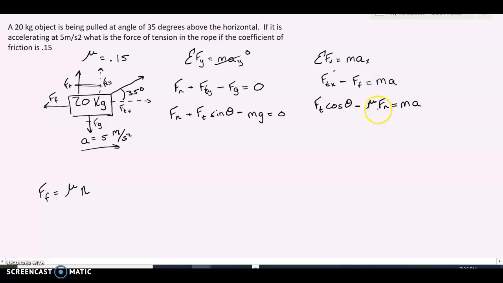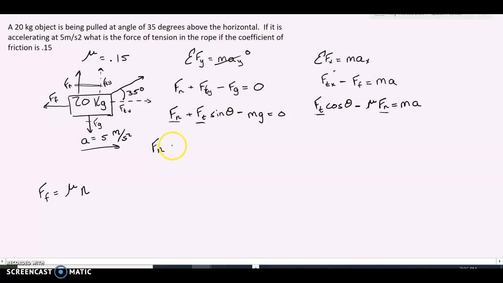Now looking at this, we still have two unknowns, I think. We have our force normal and our force of tension. So we have two equations and two variables. Unfortunately, this means we have to dive into algebra, I think. That's a scary term. So what we could do is substitution. We could solve for force normal and then plug that into the other equation. Does that sound good?